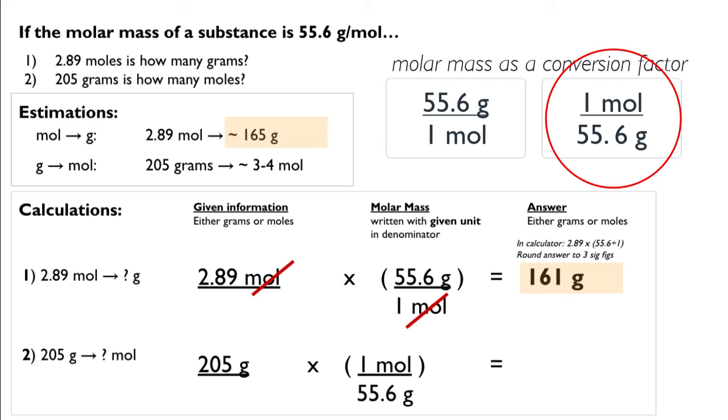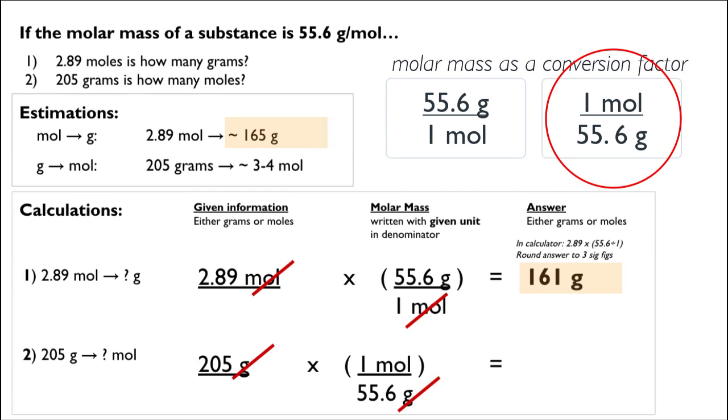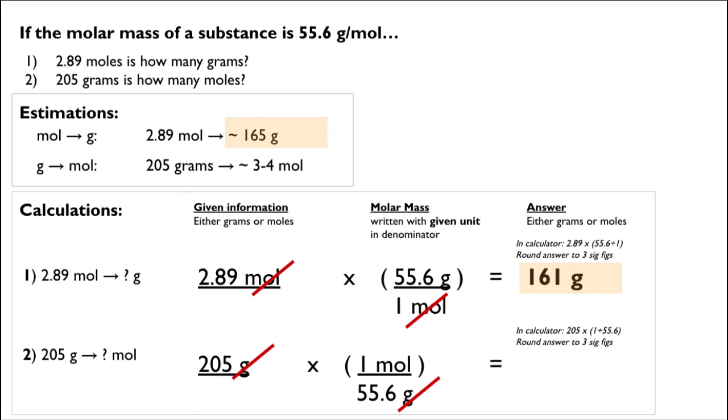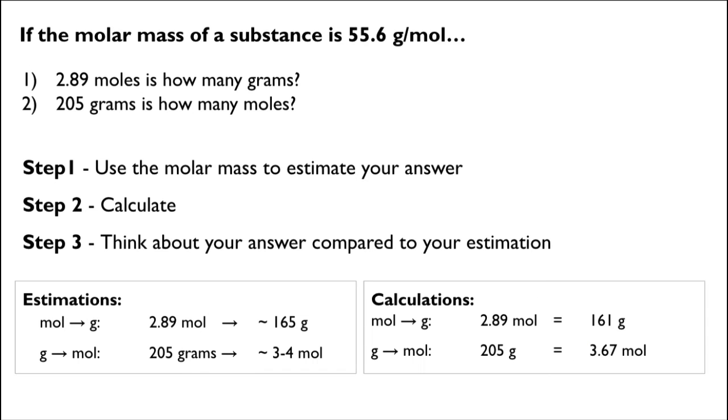Notice I can't just decide that I'm going to put the 1 with the grams and the 55.6 with the moles, right? That ratio is always 55.6 grams for every 1 mole, right? So the numbers have to stay with their assigned units. Similarly to the first problem, I'm going to carefully calculate based on my setup here. So 205 times parentheses 1 divided by 55.6, rounding my answer to 3 significant figures, and I get 3.67 moles. Checking my estimates, both of them totally match up with what my actual answers were.